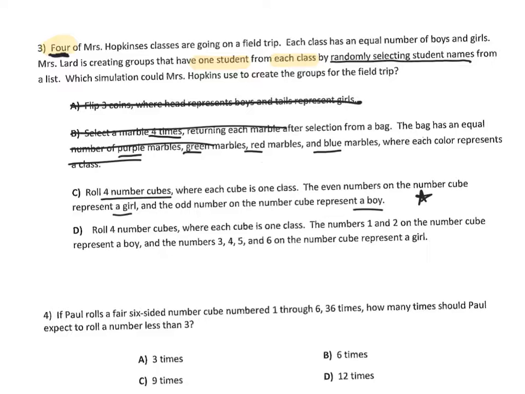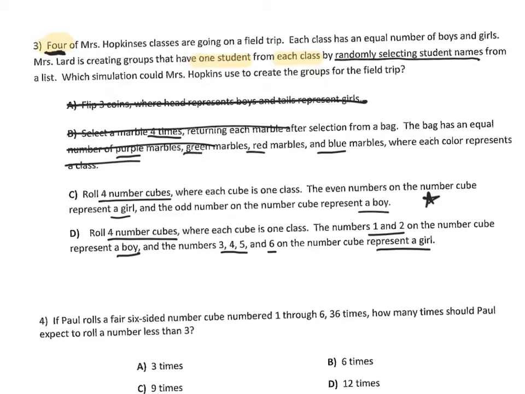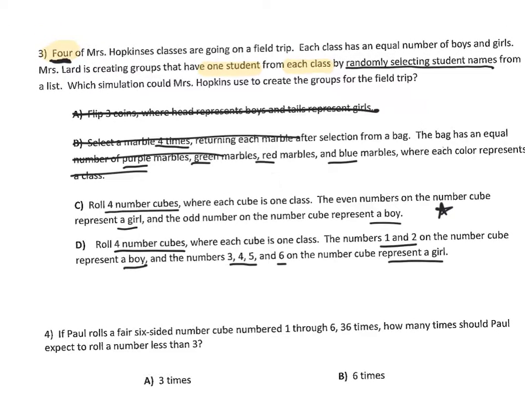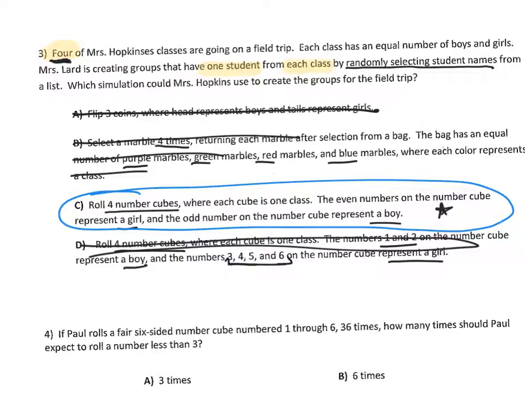And then D, roll 4 number cubes where each cube is 1 class. The numbers 1 and 2 on the number cube represent a boy, and the numbers 3, 4, 5, and 6 on the number cube represent a girl. Yeah, what's wrong with that? First of all, you continue selections for a girl. And the other one is you're trying to pick one person out of the class, not the whole class. So yeah, the main problem is that there's more numbers that represent girls than boys. So that wouldn't be a fair way to pick. So C is the only fair way we can choose that.